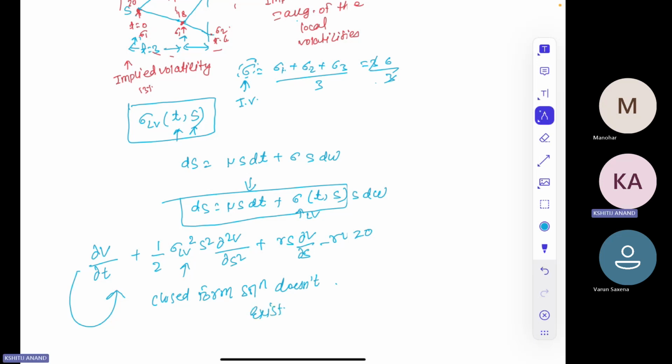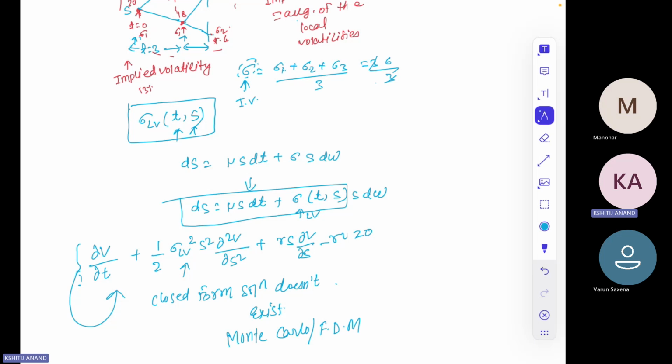So what will you do? You need to solve this partial differential equation to get V, which is the price of your option. You can use either Monte Carlo or the finite difference method to solve for your V. Why? Because the closed form solution does not exist. Why? Because your sigma LV is not constant; it is now a function of T and S. Okay, so far so good.